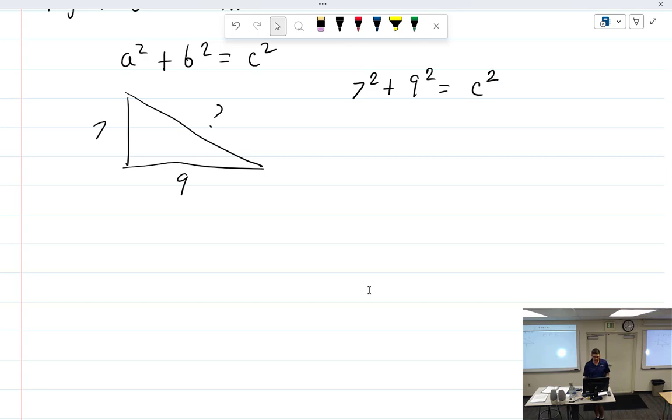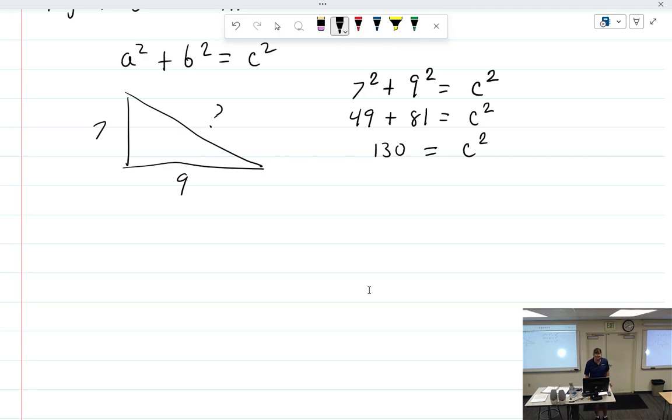All right. Well, we just got to do the work right here. So 7 times 7 is 49. And 9 times 9 is 81. That would equal c squared. We can't just put the equal there. And so those two numbers together will equal 130 equals c squared.